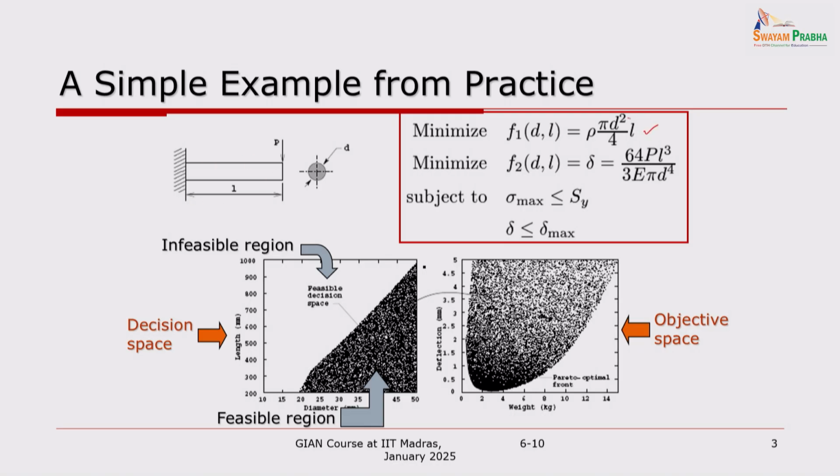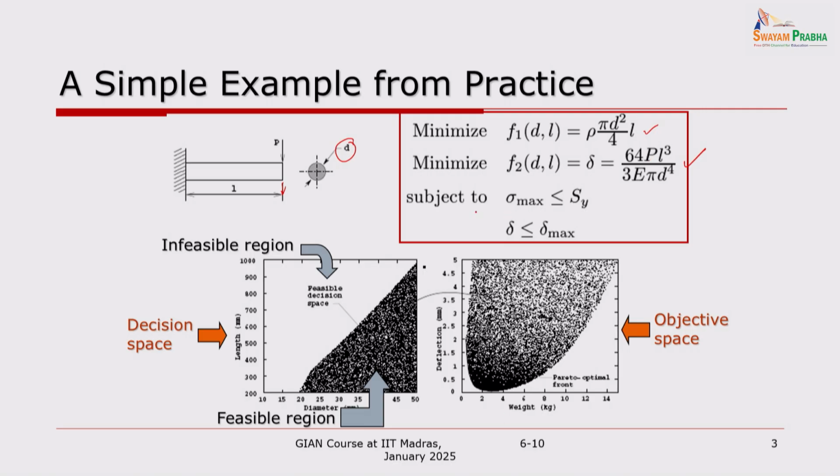So this is the weight I want to minimize. There are two variables, d, diameter, and the length. And then the second objective is the deflection here. Because of this application of load, it's going to deflect. I want to minimize the deflection. And that brings in the Young's modulus and the load you are applying and so on and so forth.